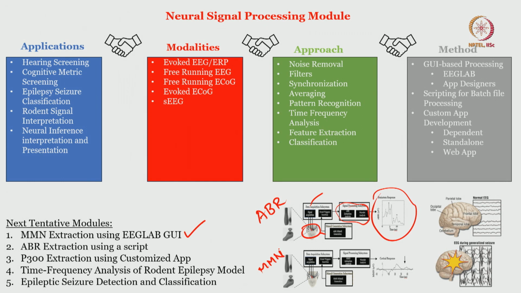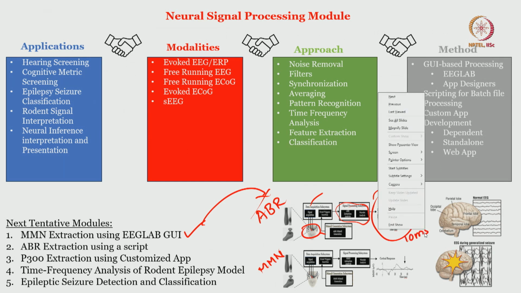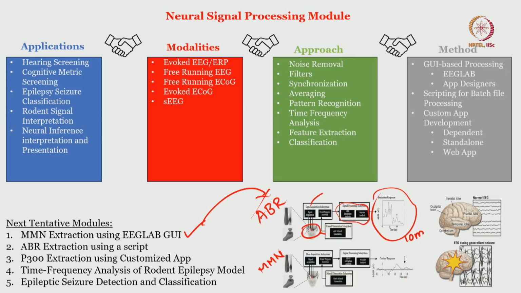This is one of the applications which I have shown here. This gets generated within 10 milliseconds of sound presentation, and this gets generated around 150 to 300 milliseconds. Just to give you context, if you cannot record within 10 milliseconds, the signal will go. So it's electronically challenging to get this kind of signal. How do we do it and how do we process it? We'll see that.